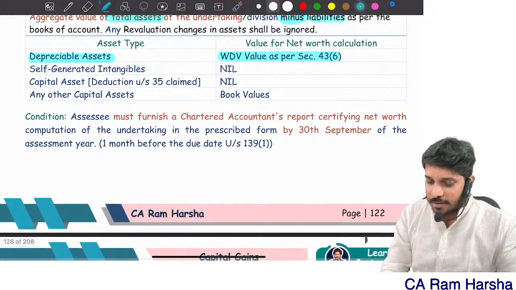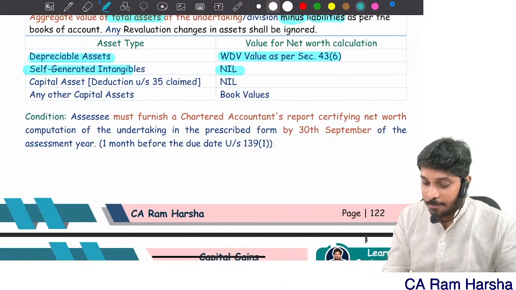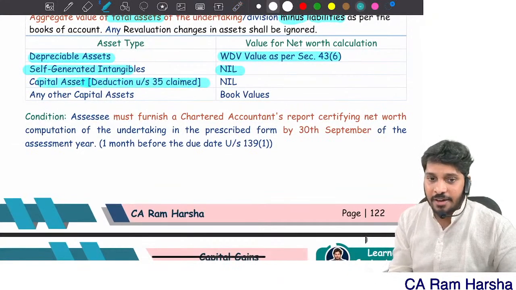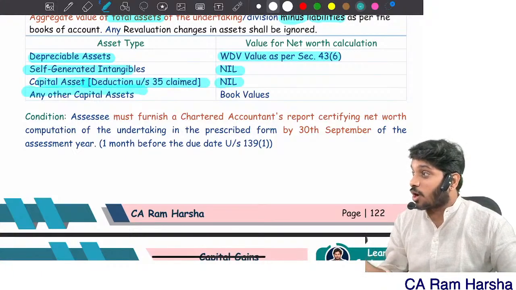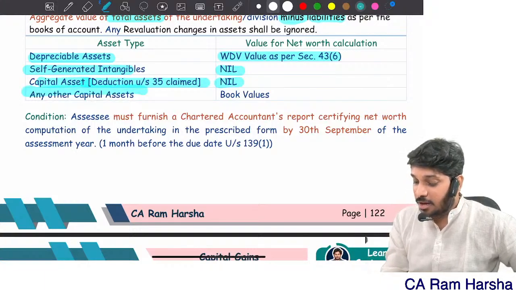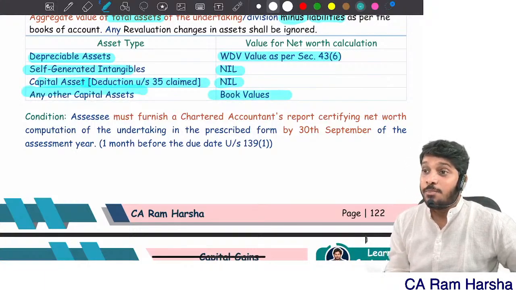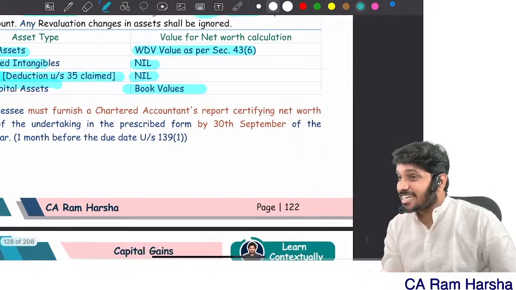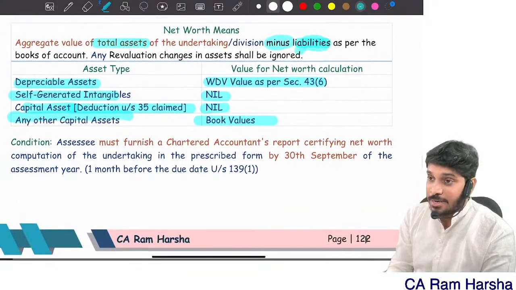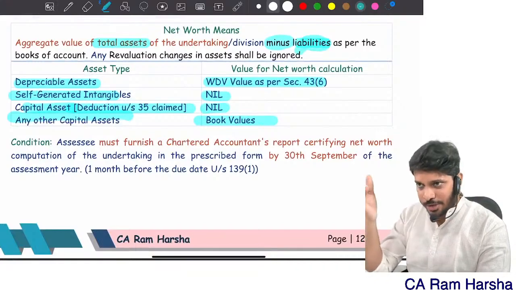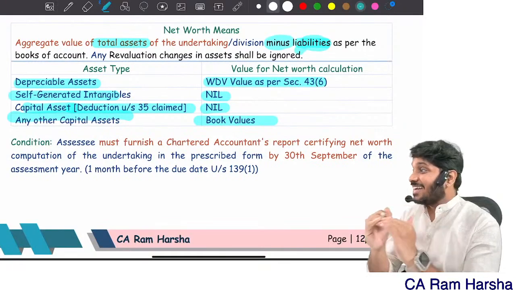Then, for a self-generated asset, the value is to be nil. Any capital asset where deduction under section 35 is claimed, the value is to be taken as nil. Any other capital asset like land, stock in trade, current assets, goodwill, everything, take book values. Debtors, creditors, cash and cash equivalents, everything, book values. Minus liabilities. Liabilities means third party liabilities and all that. You reduce it. Then what you will get is called net worth.